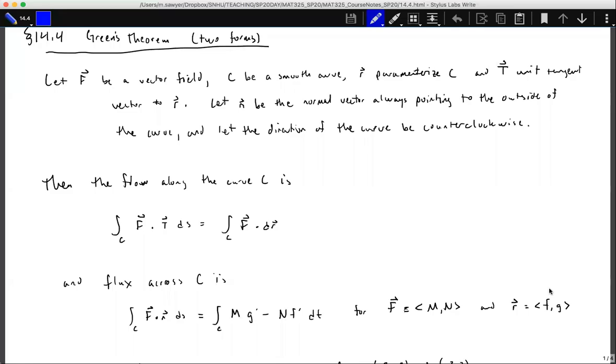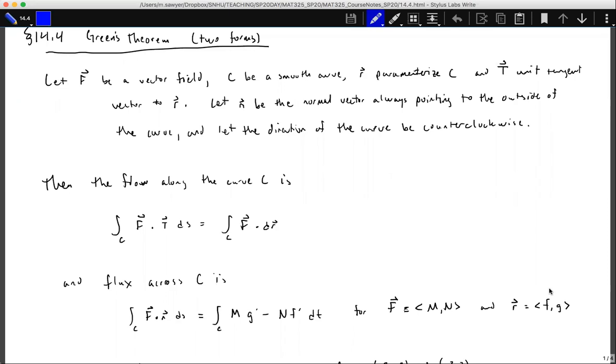Welcome to Calc 3. This is section 14.4. We'll talk about Green's theorem in two different forms. So let's let F be a vector field, C be a smooth curve. Let's let R parameterize C, and T is the unit tangent vector to R. We'll let N be the normal vector that always points to the outside of the curve, and we'll let the direction of the curve be counterclockwise.